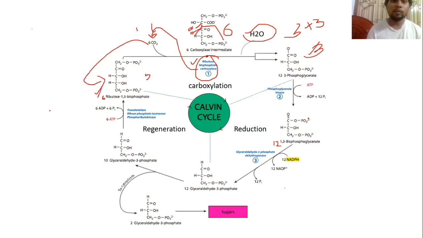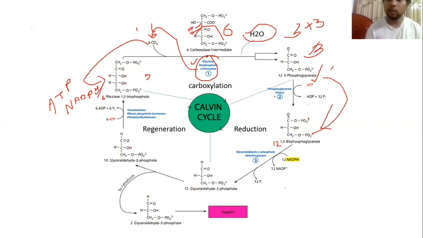Phosphoglycerate, here one oxygen will be added. Okay, so this 3-phosphoglycerate will be raised with the help of ribulose bisphosphate carboxylase, which will fix the carbon dioxide to ribulose 1,5-bisphosphate, and it will break down into 3 molecules of phosphoglycerate. Now carbon dioxide is being fixed into the ribulose 1,5-bisphosphate. That's why this step is called carboxylation.